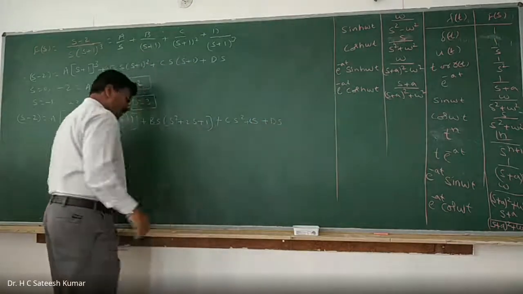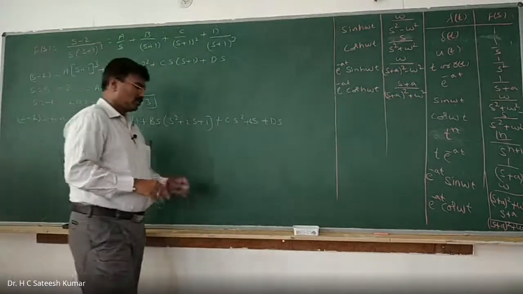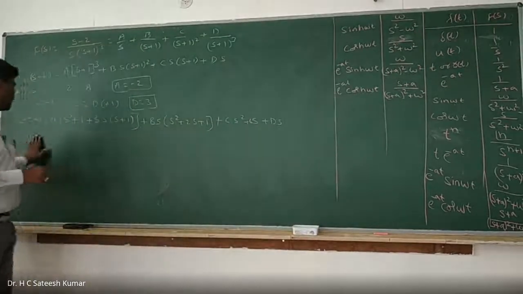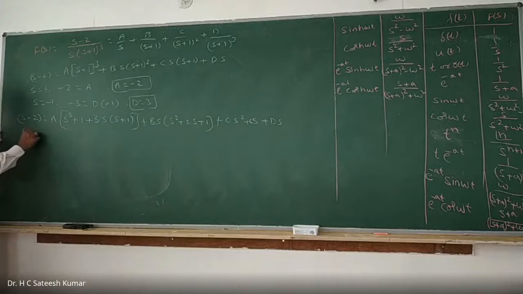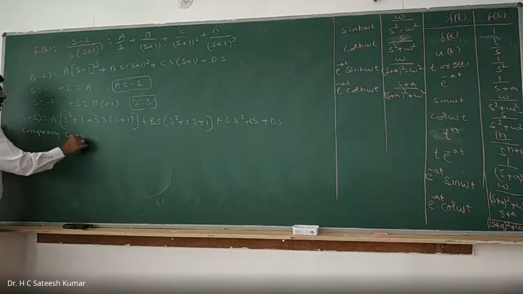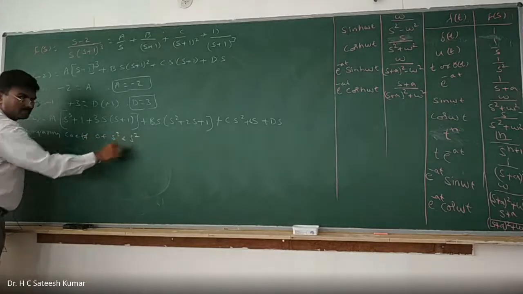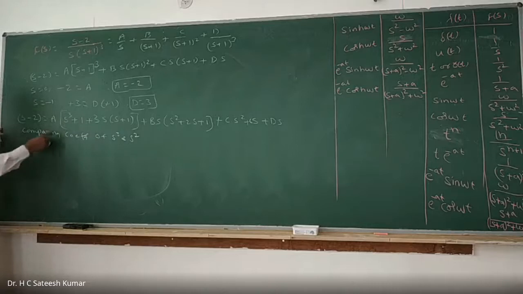Why I am expanding this is so that we can compare the coefficients. Comparing the coefficients of S cube and S square. The S cube coefficient here is A plus B. The left-hand side is 0. What do we have? A plus B.